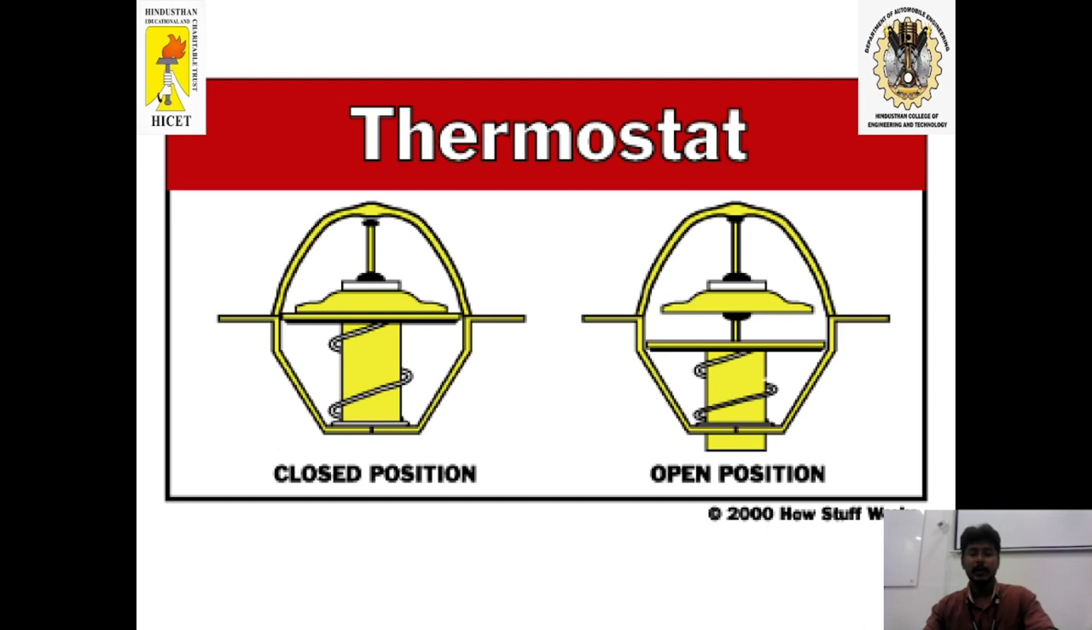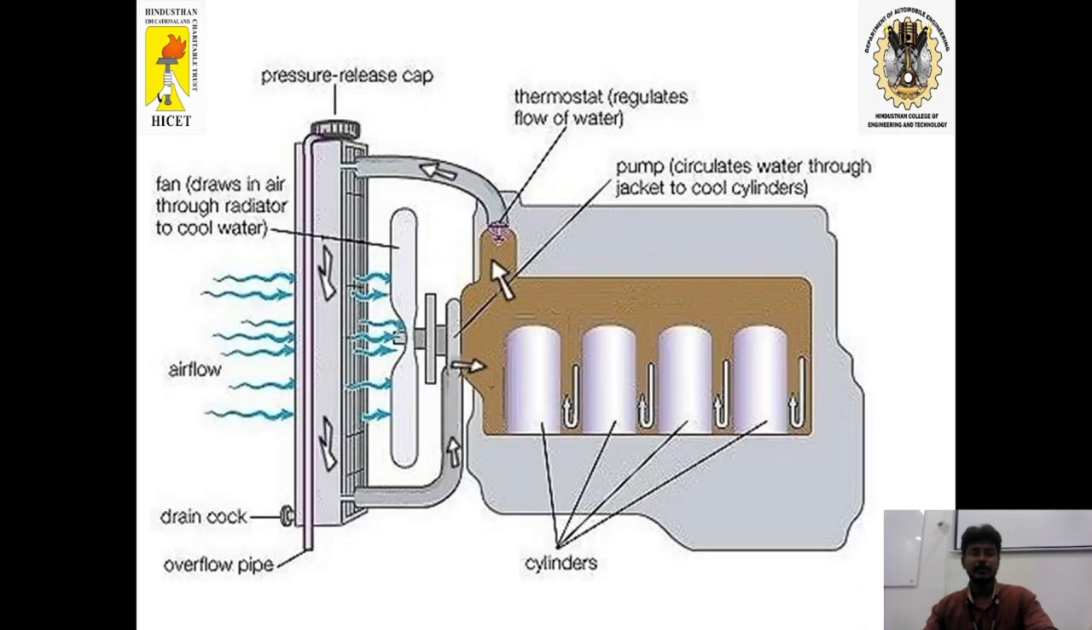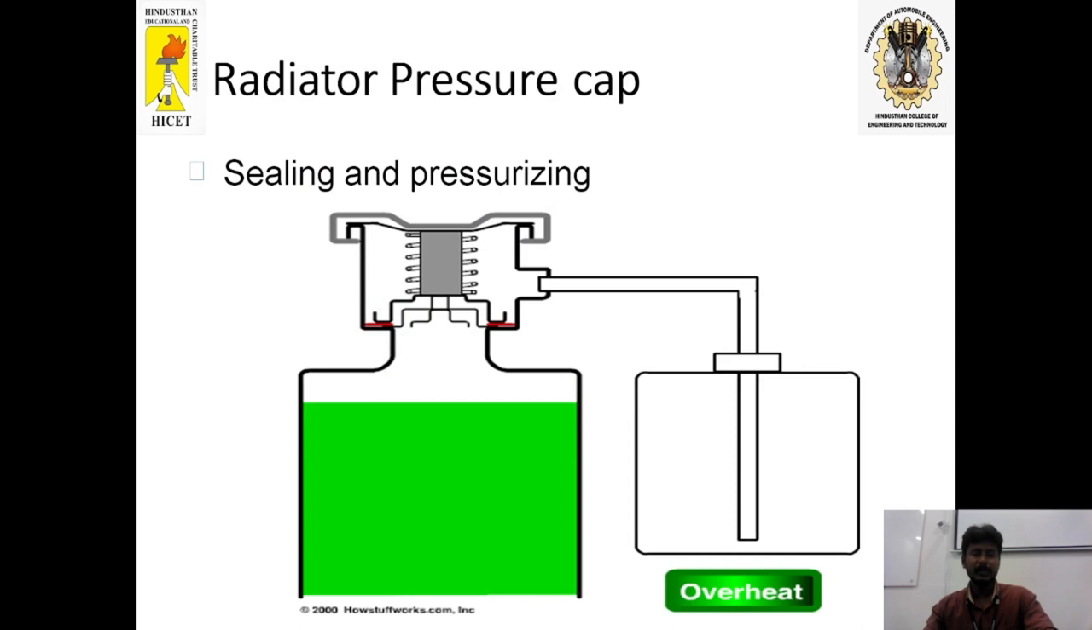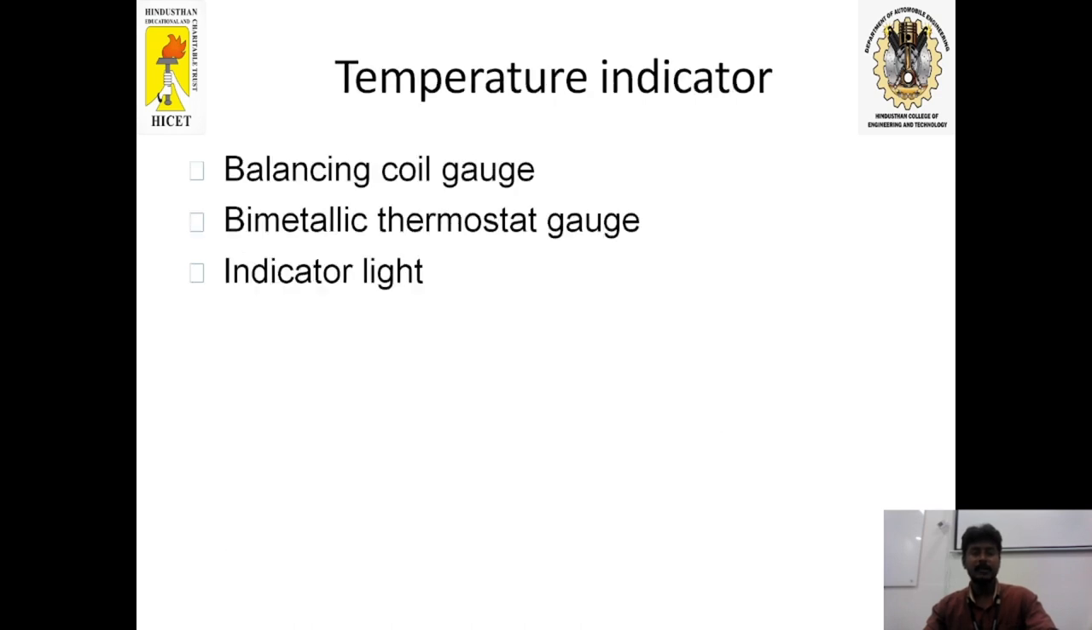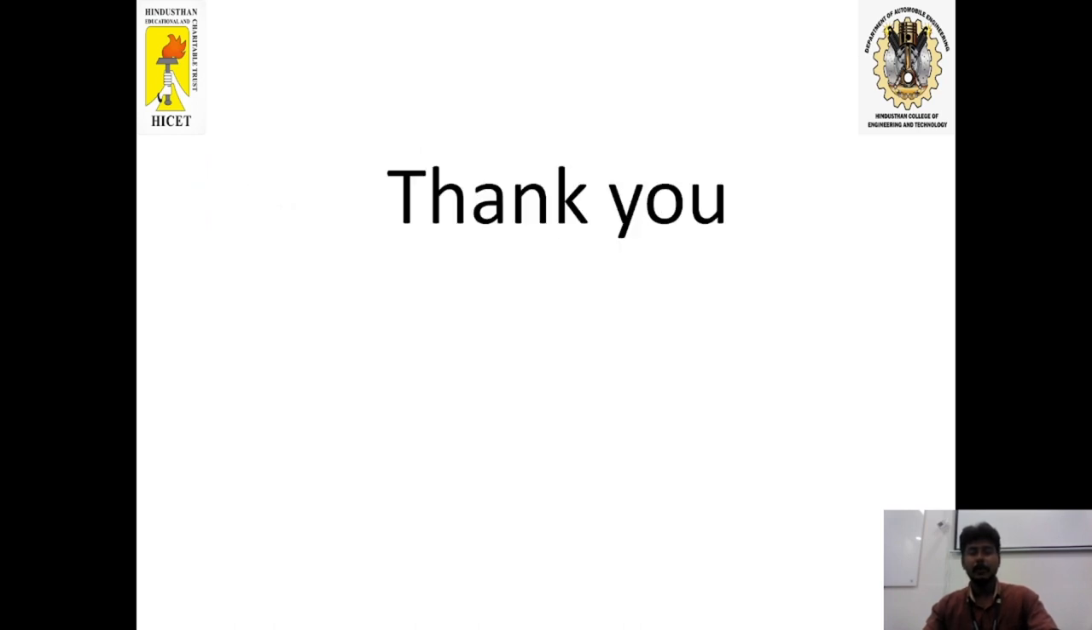This is the thermostat valve, open position and closed position. Radiator pressure cap: sealing and pressurized condition. Antifreeze solution: antifreeze is a chemical additive which lowers the freezing point of a water-based liquid, resists corrosion and maintains a viscosity similar to water. It is made of methanol, methyl alcohol or propylene glycol, with 5% additives. Then the temperature indicators: balancing coil, gauge and indicator lights.